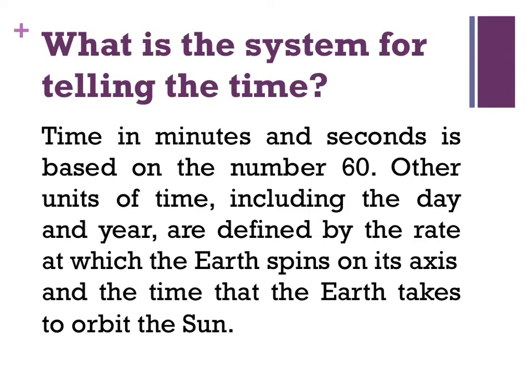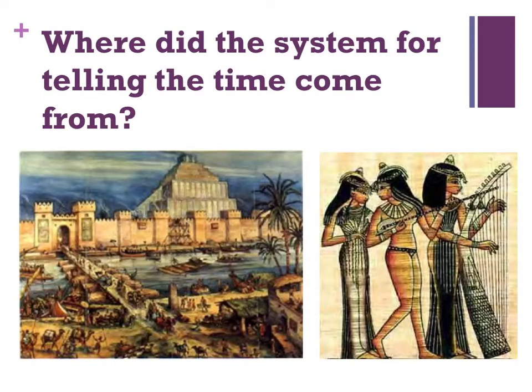So, what is the system for telling the time? Well, time in minutes and seconds is based on the number 60. Other units of time that are bigger than minutes and seconds, including days and years, are defined by the rate at which the Earth spins on its axis and the time the Earth takes to orbit the Sun.